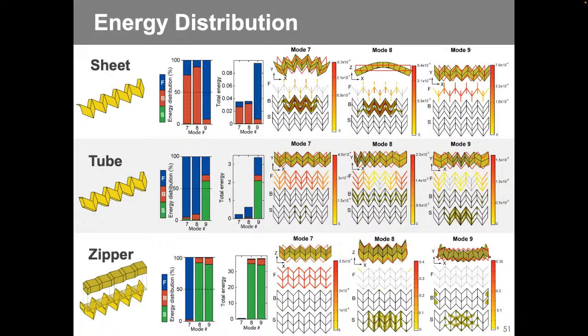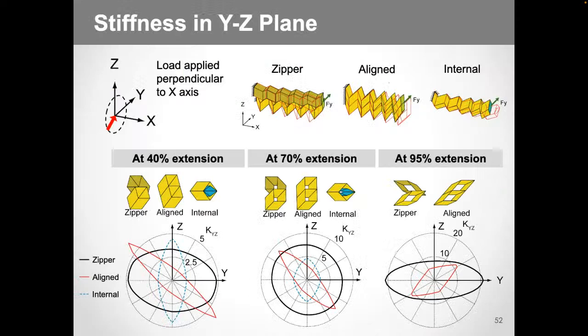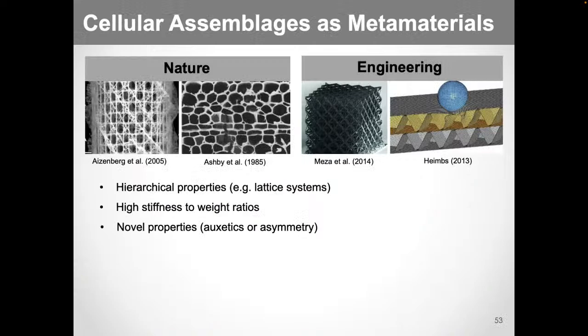other modes. If you look at the composition of energy here, you can see that for the first mode, most of the energy is red, is in folding, but for the higher order modes, there is a lot of shear here, and here there is a lot of bending and a lot of shear. That's what explains the behavior of the zipper. And what do we do with this? What do we do? One thing that we can do is to play with it.